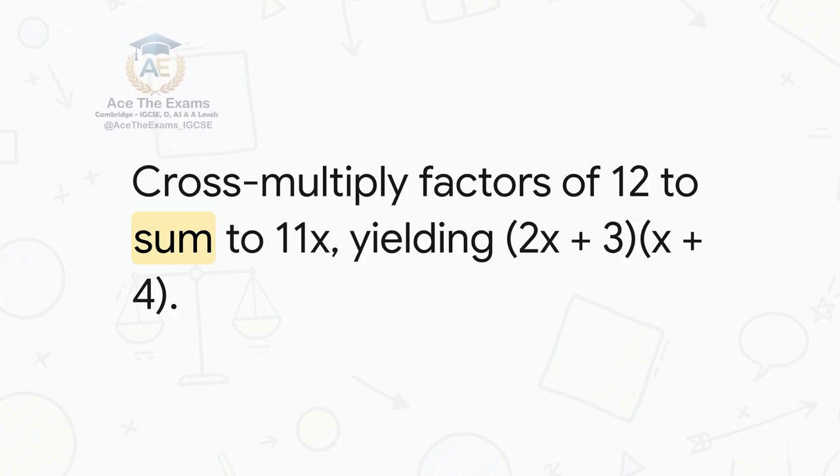But this time, because one of those factors is going to be multiplied by the 2x, we have to check our sums with that cross multiplication in mind. So, through a little bit of trial and error with the factors of 12, we find that a 3 and a 4 work perfectly. Why? Because 2x times 4 is 8x, plus 3 times x is 3x, and 8x plus 3x adds up beautifully to our middle term of 11x, giving us our perfect solution, 2x plus 3 times x plus 4.